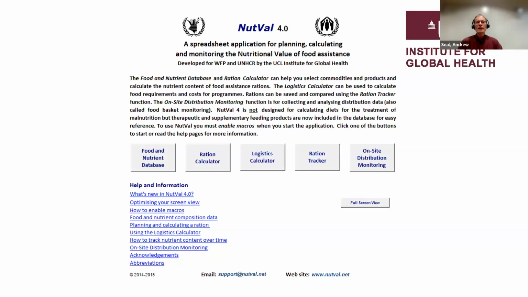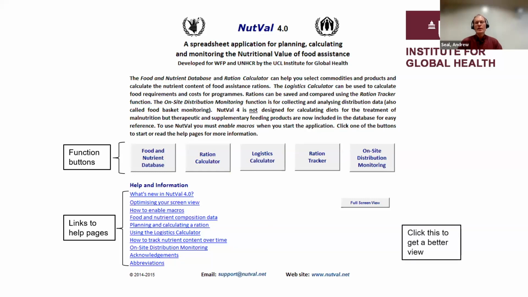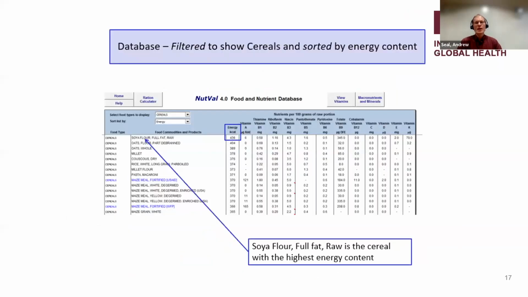So once you open NutVal, this is the home page, and the next animation shows the function buttons that you have for those five functions I previously discussed. We have links to help pages, and we also have a button we can click to get a better screen view. Next page, please. This is the database.